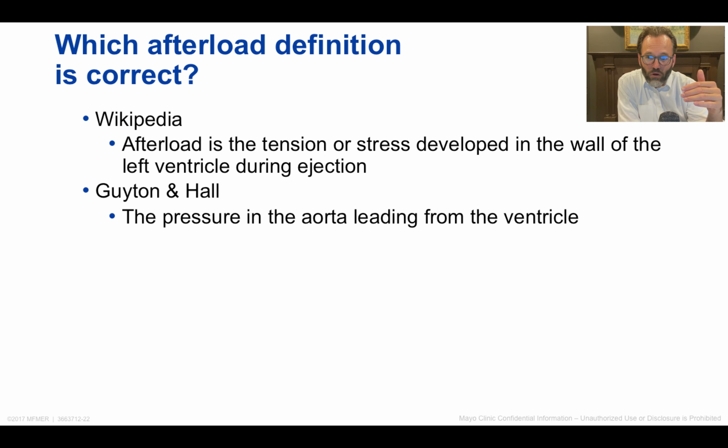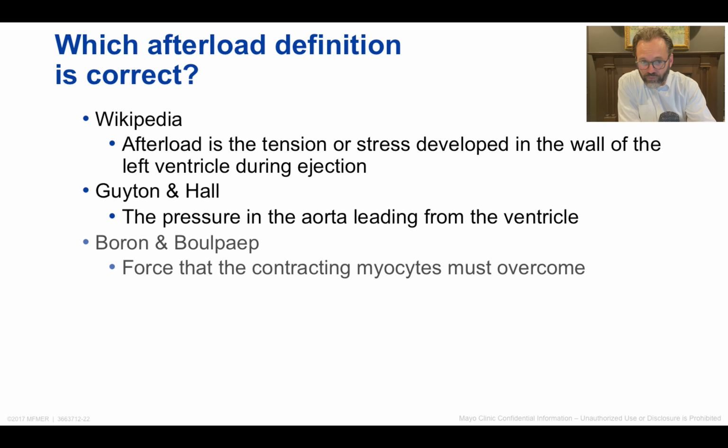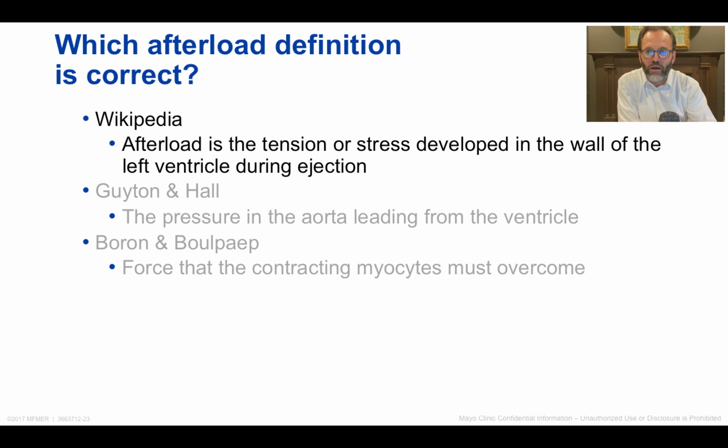We can turn to Guyton and Hall, and they would say that the afterload would be estimated by the pressure in the aorta leaving the ventricle. And Boron and Boulpaep would articulate that the afterload is best estimated by the force that the contracting cardiomyocytes must overcome. So an awfully broad definition of afterload. I would have to say this is a pretty sad day in physiology when we've got Wikipedia having what I would argue is the most accurate definition of ventricular afterload, where it is the tension or wall stress developed in the wall of the left ventricle or right ventricle during ejection.